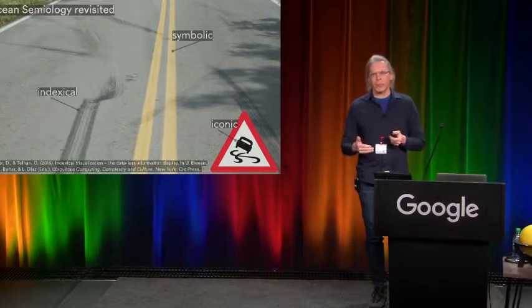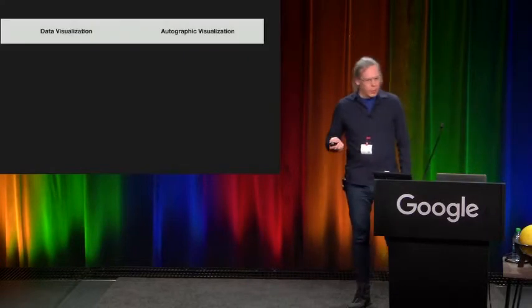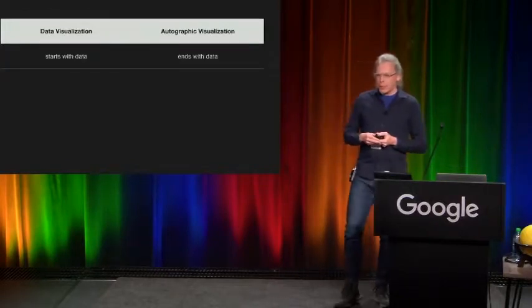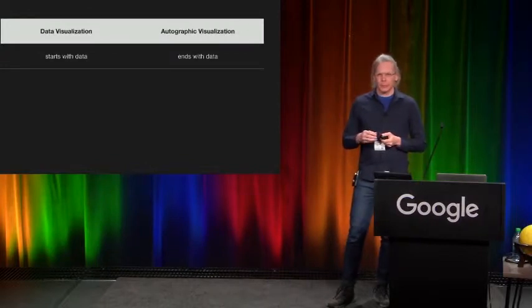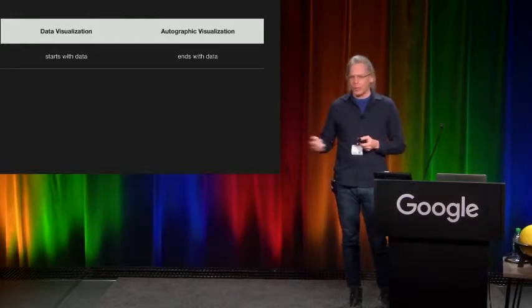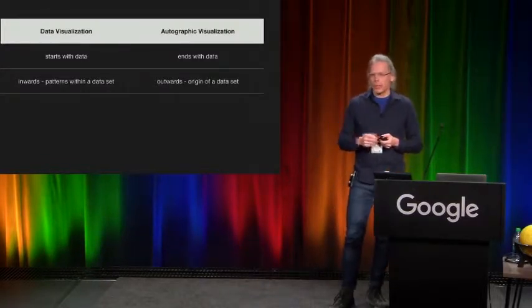For many reasons, we think that the autographic quality of traces is a little bit more accurate as a description. So now I want to briefly compare those two paradigms, data visualization and autographic visualization. In data visualization, we start with the data set. In autographic visualization, we look at the process of data generation and end with the data set. So this means that data visualization looks inwards at the internal structures of a data set, whereas autographic visualization looks outwards at the context, at the implications, and at the origins of a data set.